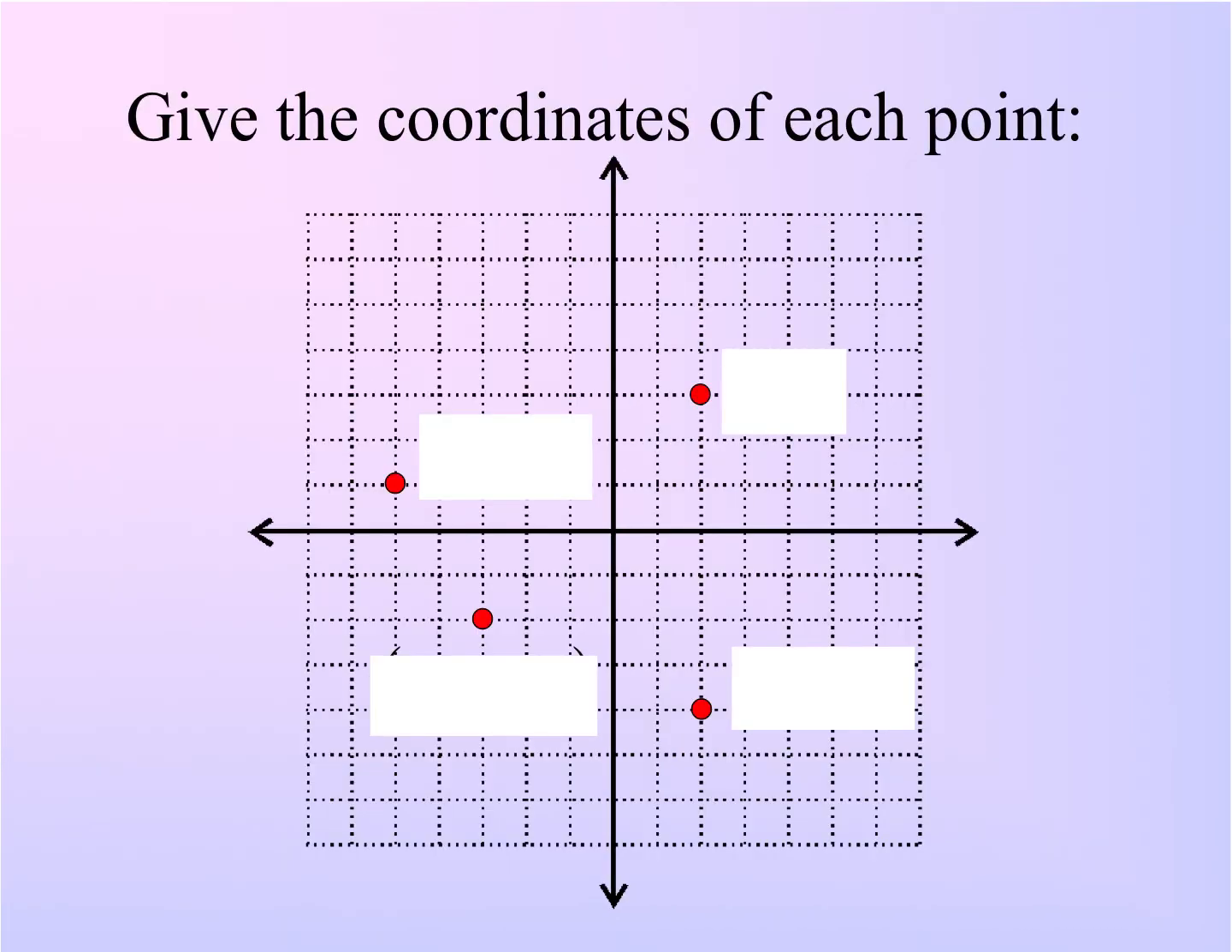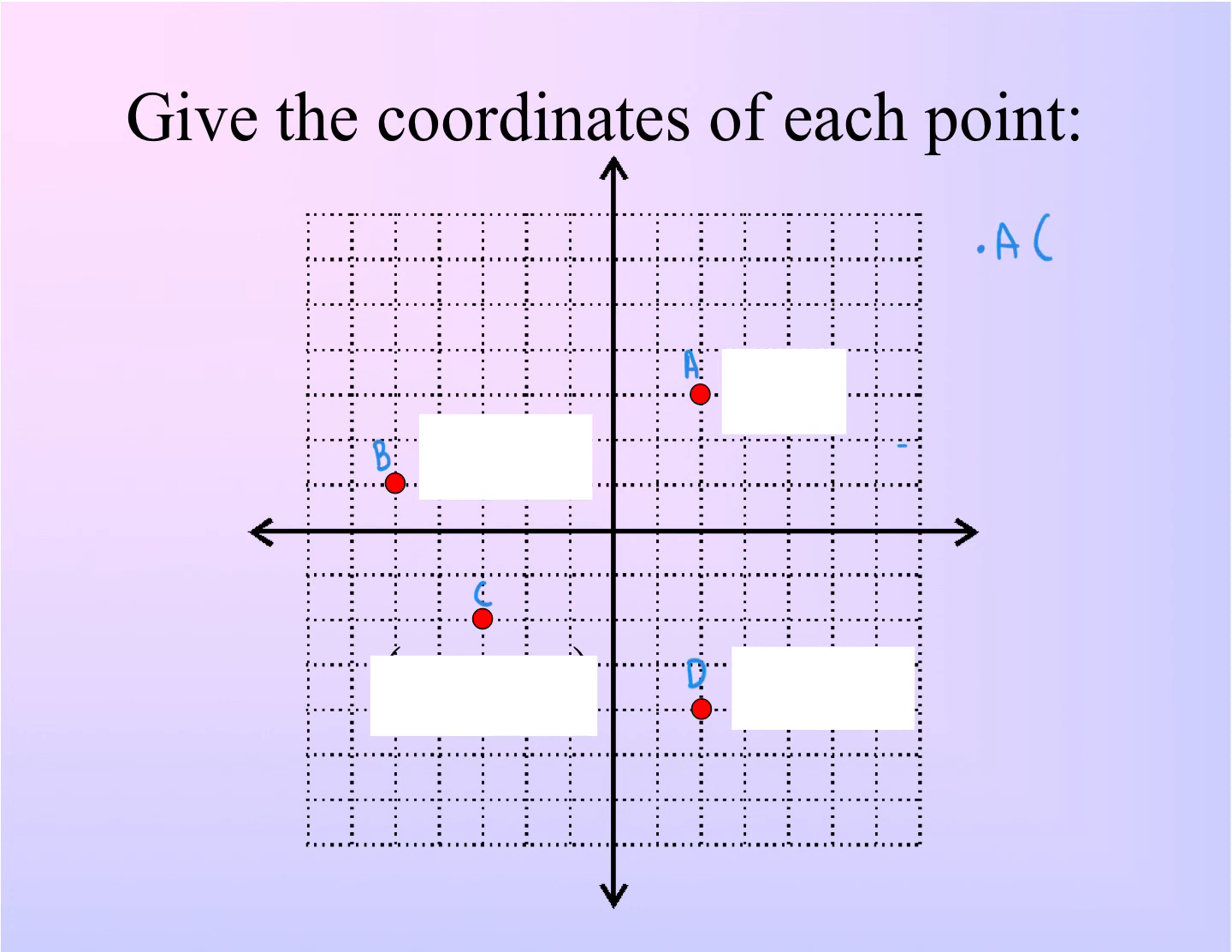I want you guys to try this. Label the ordered pair for each of these 4 spots. I'll number them. This will be A, B, C, and D. When you have your 4, you can message me in the chat. Remember, when you're messaging me, you could say A, and then remember we use parentheses for our ordered pairs.